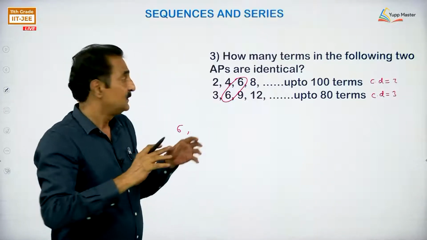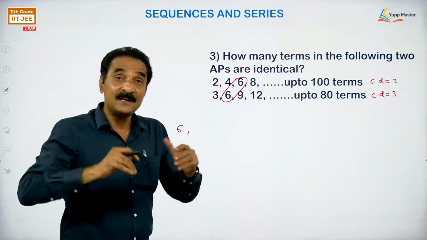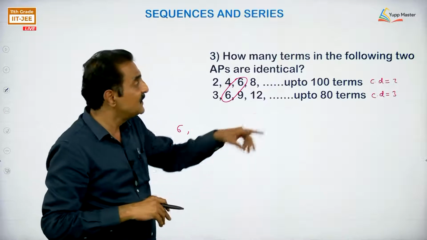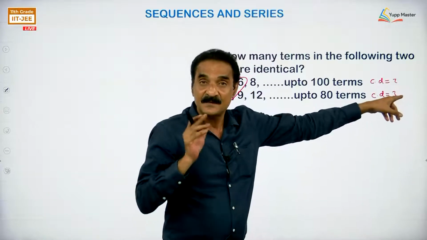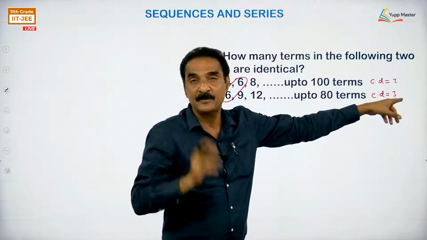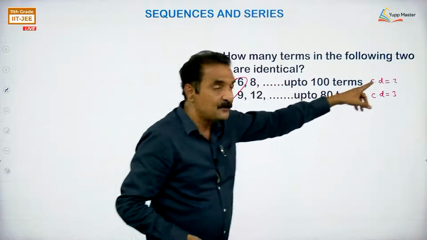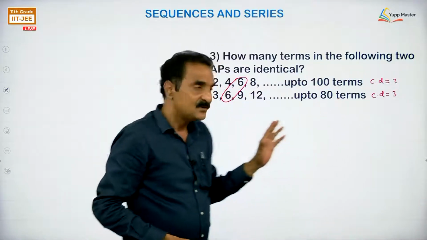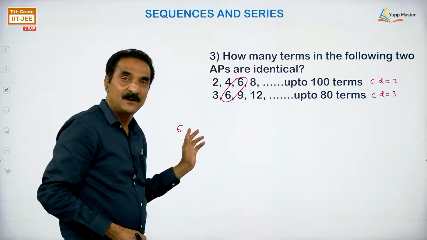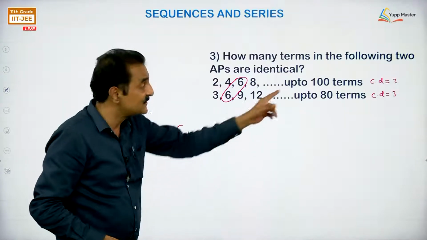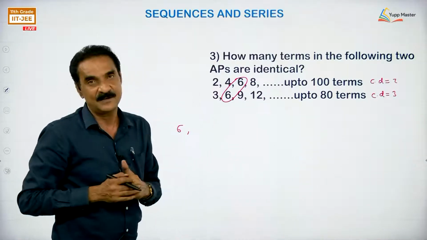Then the common terms of the two APs will form another AP with common difference, which is the LCM of these two common differences. This is the very important point you need to remember. Alright. So, what is the LCM of 2 and 3? 6. So, if you write another arithmetic progression with first term 6 and common difference 6, which is the LCM, then you will be getting the further common terms.